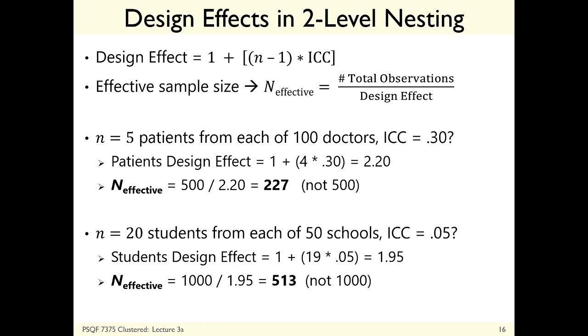Let's say that I sample 5 patients from each of 100 doctors, so not so many. Intraclass correlation of 0.3. So in that instance, 30% of my variation in my patient level outcome has to do with which doctor they go to. 70% is between patients within doctors. That gives me a patient design effect of 1 plus the number of patients minus 1, which is 4, times the intraclass correlation, is 2.2. So even though I ostensibly have 500 patients, divided by the design effect gives me an effective sample size of 227. That means that I actually have the power at level 1 of 227, even though I have 500 patients.